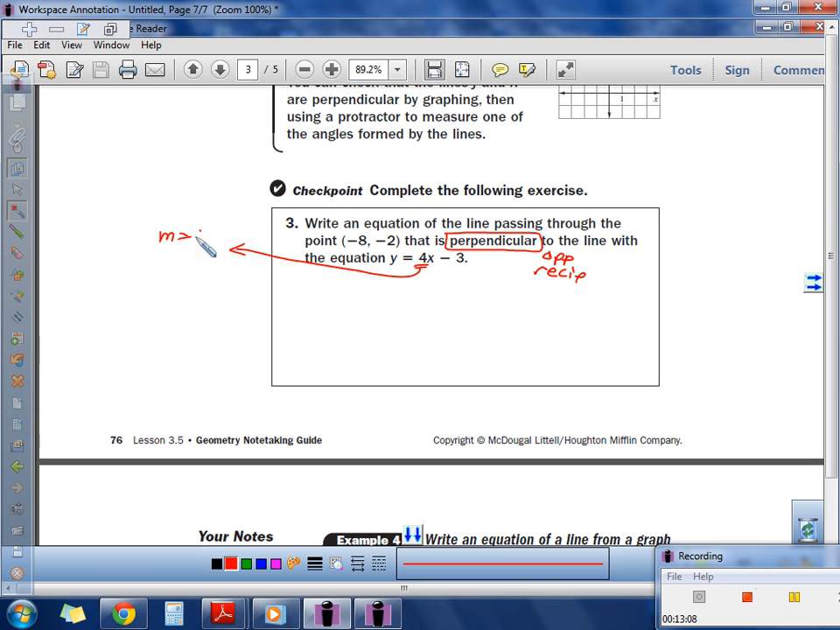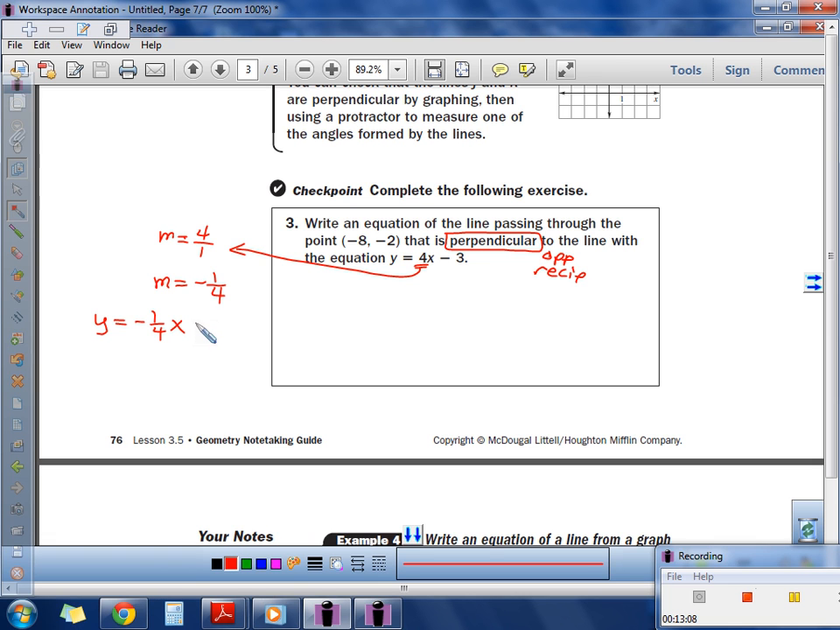The current slope is 4 over 1. I don't want that slope. I want the opposite reciprocal. What's that going to be? Negative 1/4. That's my new slope I'm going to use. I'm not going to think about 4 over 1 anymore. Now, I'm going to write out my stuff with my new slope. So y equals negative 1/4 x.